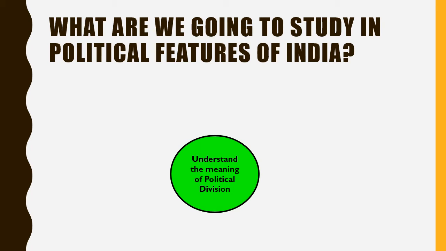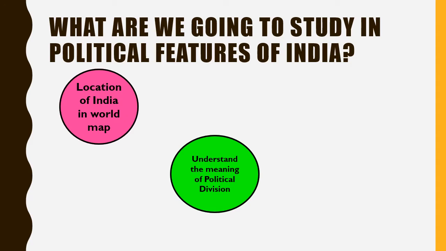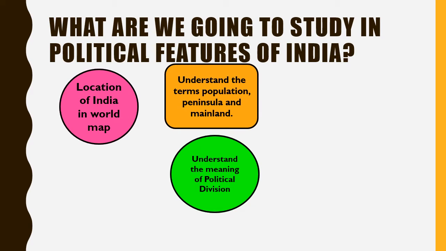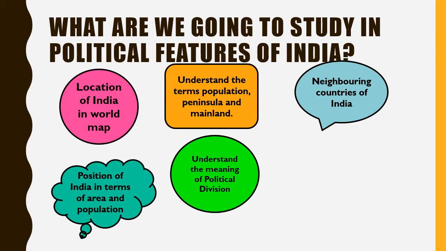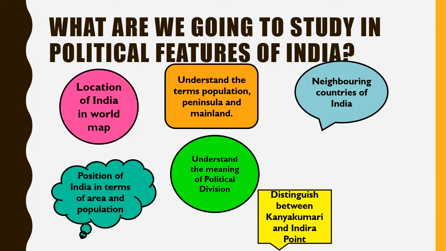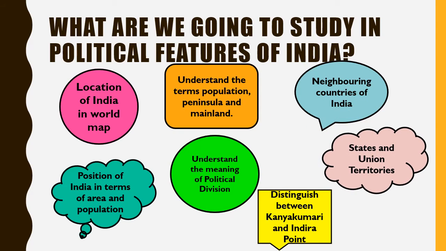What are we going to study in political features of India? We are going to study the location of India in the world map. Where is it located? We will understand the following terms: population, peninsula and mainland. We will also study the neighboring countries of India. We will understand the position of India in terms of area and population. We will understand the meaning of political division. We will distinguish between Kanyakumari and Indira Point and trace out their location. We will also study states and union territories.